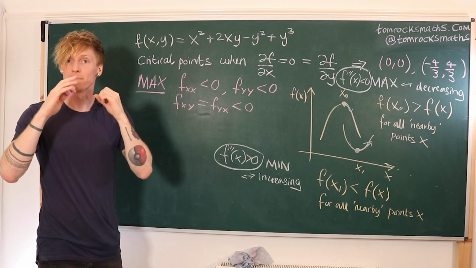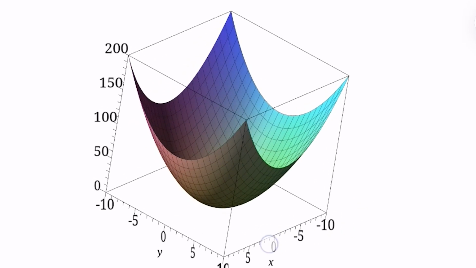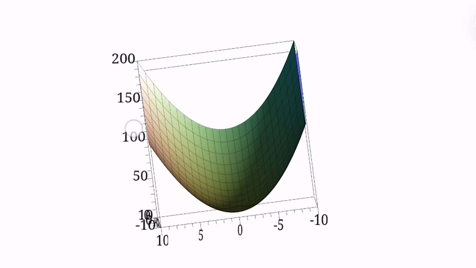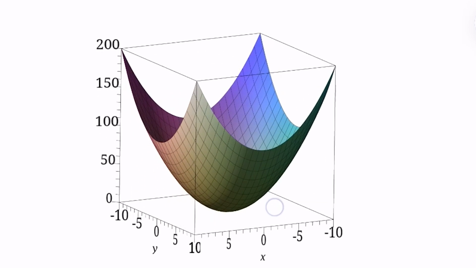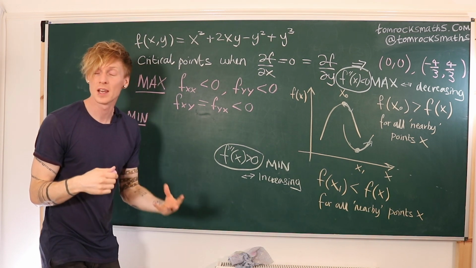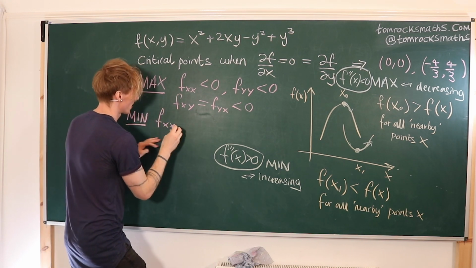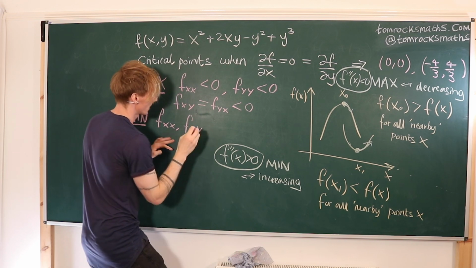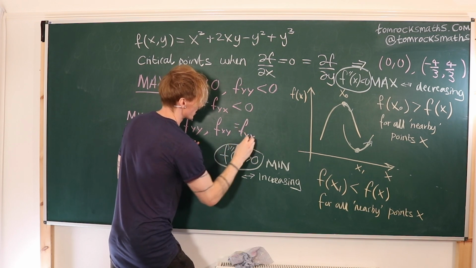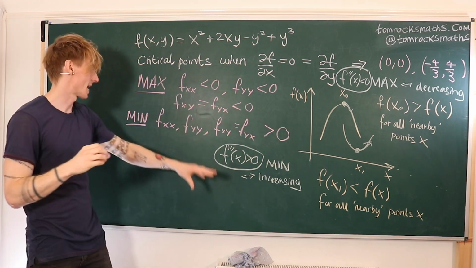Similarly, looking at the picture for a minimum, we can see that the function is increasing in all directions away from our critical point. And so at a minimum, we're going to need all of our second order partial derivatives to be positive. So fxx, fyy, and fxy, which equals fyx, assuming it's continuous, they must all be positive for a minimum.